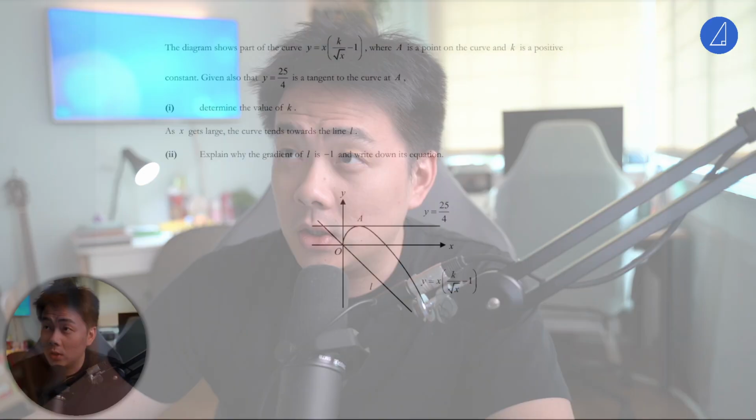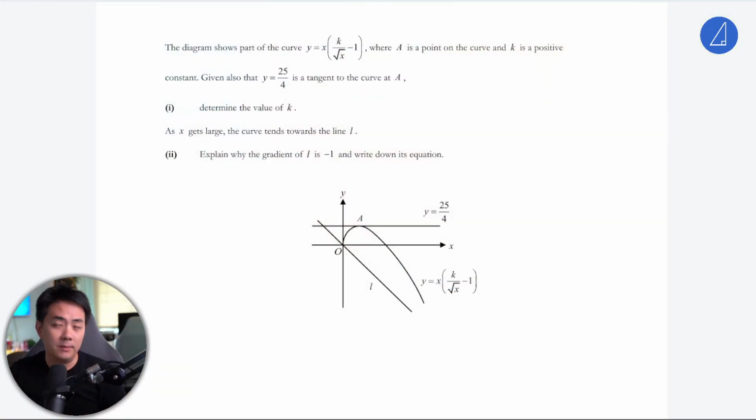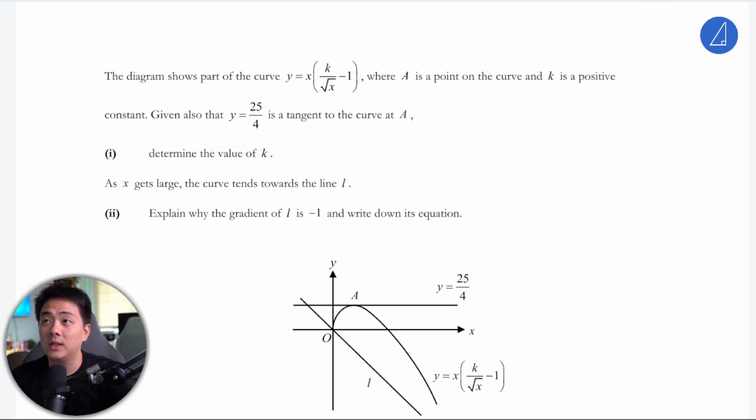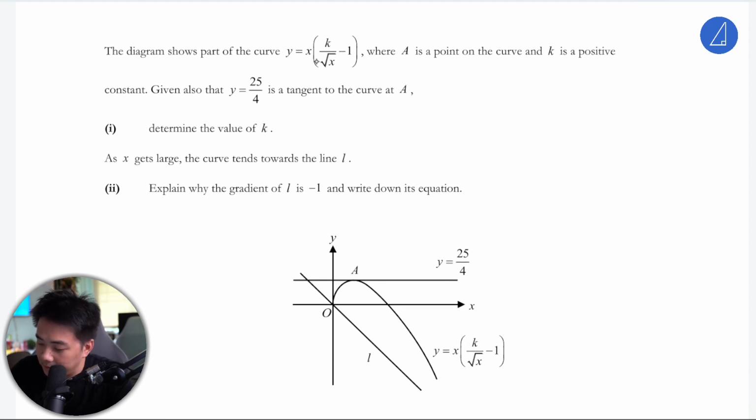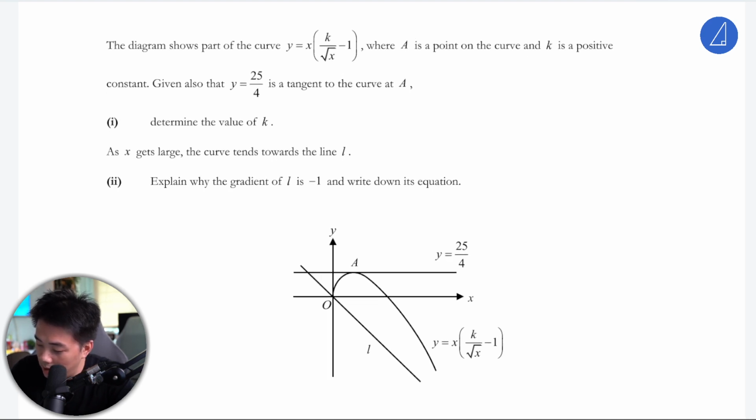Hi students, let's look at this question here, which is on application of differentiation of the O-level syllabus. First, I'm going to do this proficiently. So the diagram shows part of the curve where y is x times (k over root x minus 1), and A is a point on the curve. So this is a point on the curve, and k is a positive constant.